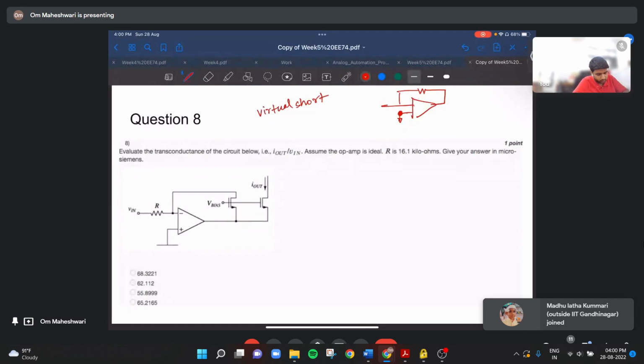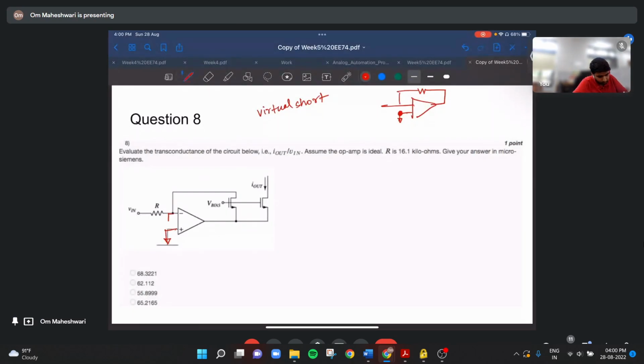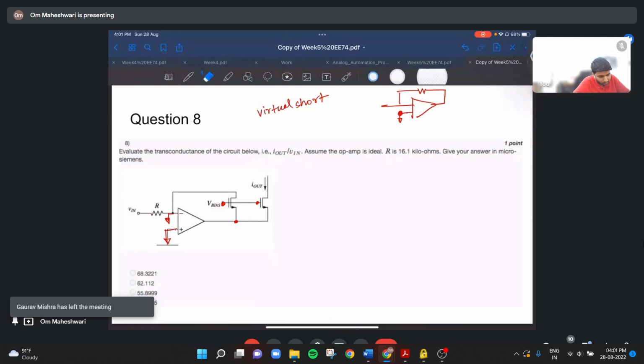Okay. So since this is grounded, this will also be grounded. Here both NMOS have the same gate voltage, the same bias, and the same source voltage also. So both will have the same current also.